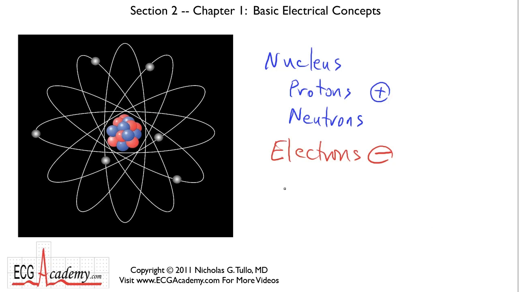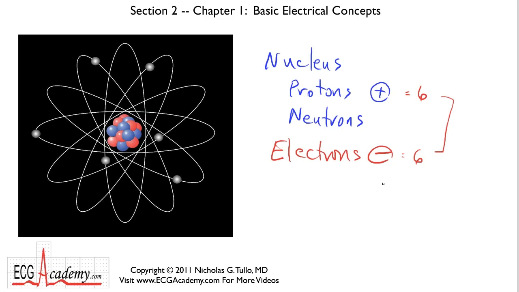Now, this is a picture of a carbon atom. Carbon is a very common compound, and it's in all of us. And in carbon, there happens to be 6 protons, and there are also 6 electrons. Most atoms in the normal state have an equal number of protons and electrons. And as a result, there's no electrical charge associated with a normal atom.